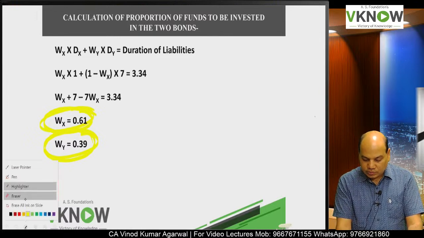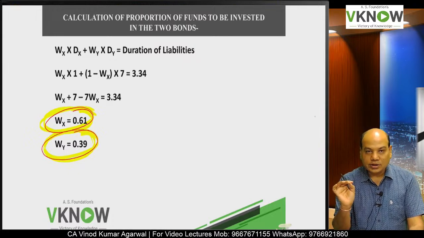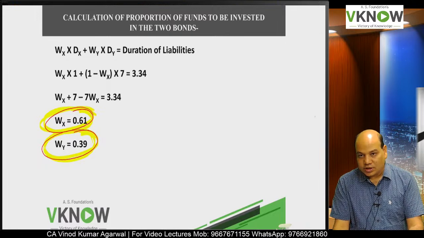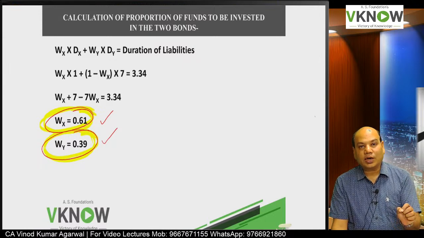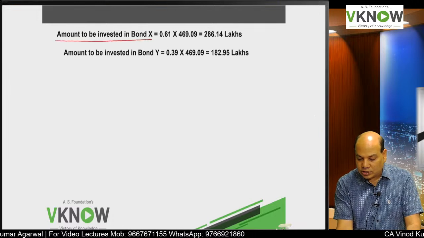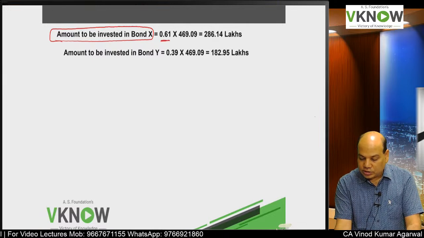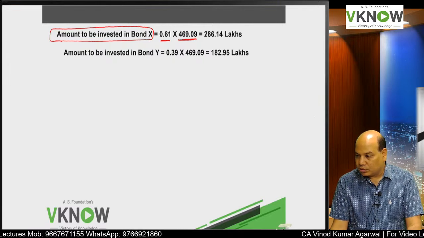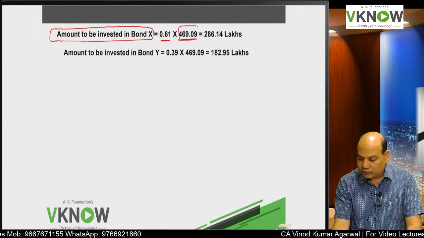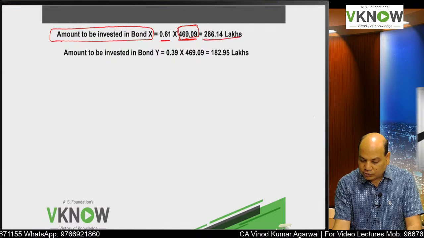So it means 61% amount should be invested in the first bond and 39% amount should be invested in the second bond. So this is the percentage investment. Now we have to compute the amount to be invested. Now write down below: amount to be invested in bond X will be 0.61 into present value of the liability. This present value of liability we have computed in step 1. So that is coming to 286.14 lakhs.